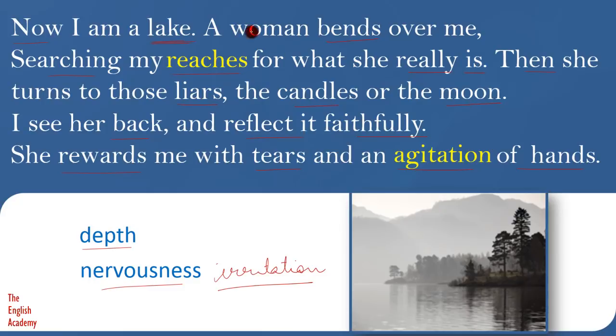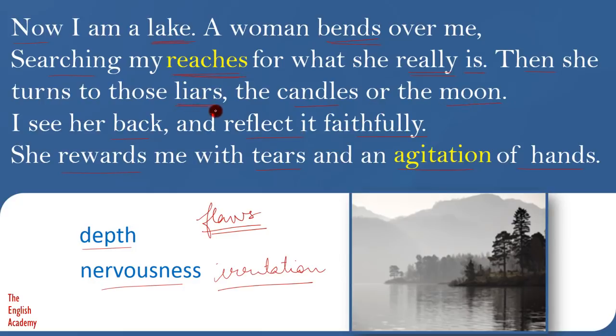And then the mirror says a woman bends over me, searching my reaches, searching my depths for what she really is. The woman keeps on looking intently at the mirror because she wants to really identify, she wants to make out the tiny flaws in her appearance. And so she looks at the mirror very carefully. And then it says she turns to those liars, the candles or the moon. Now when she feels that the mirror shows the flaws in her appearance, she is not very happy. And so she tries to get praised by the candlelight or the moonlight.